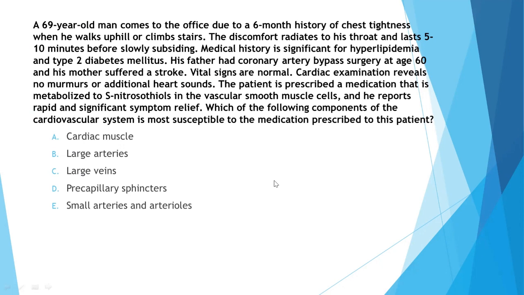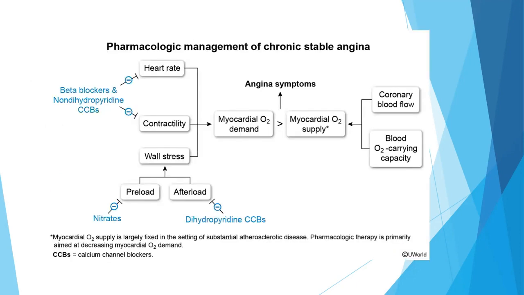We will come back to this question, but first we need to clear out some of the basics. This is a question on cardiovascular pharmacology, so we will revise the most important drugs of CVS pharmacology. Our patient has chronic stable angina, so let's first understand how angina actually happens.